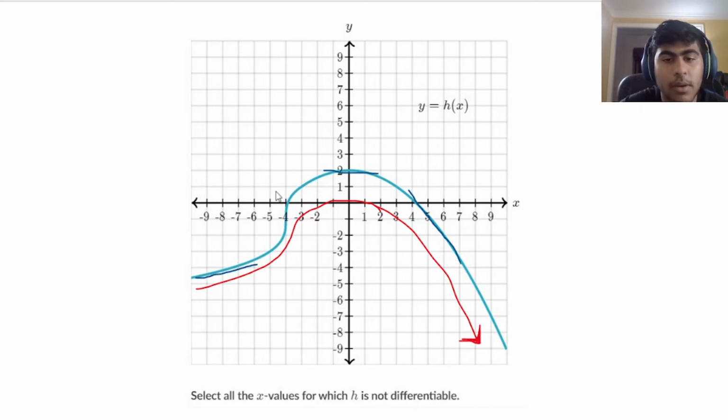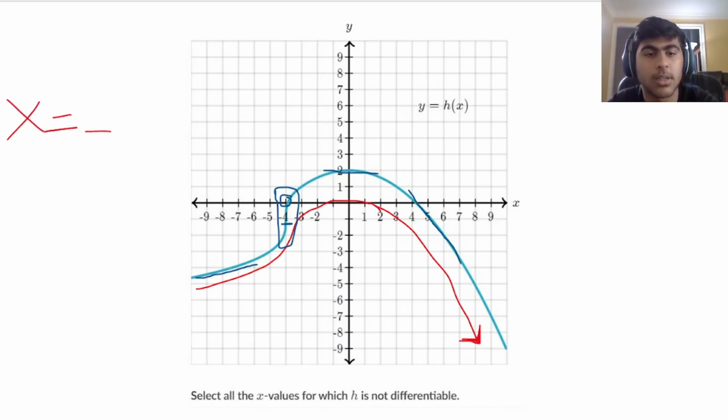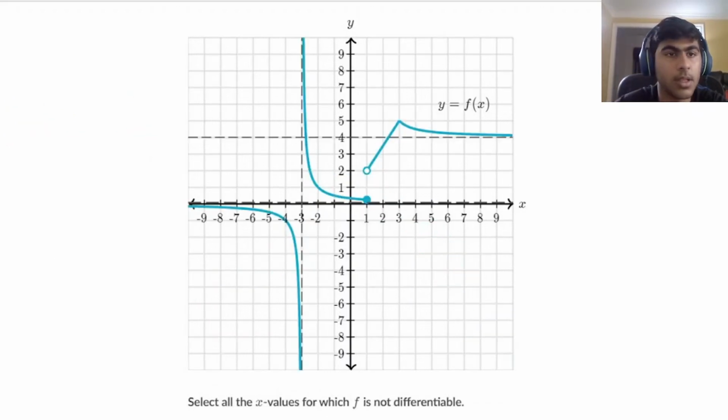Now, what we do have is a vertical tangent right here. And as we know, vertical tangents mean undefined slopes, undefined derivatives, so they're not differentiable. This happens at x equals negative 4, and that is our only non-differentiable point for this question. Let's keep going. All right, same question, different function. You know the drill. You can try to pause the video, see if you can figure it out on your own. Let's look at it for a second before we try to solve it.